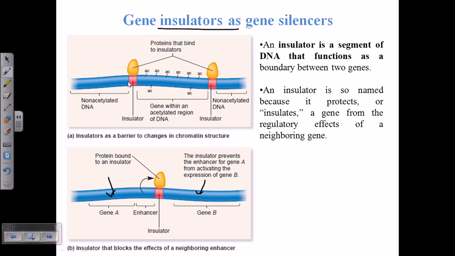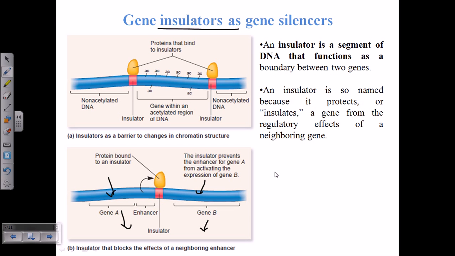Now an insulator is so named because it protects or insulates a gene from regulatory effects of the neighboring gene. For example, say this is gene A. Now if gene A is transcribed, it can produce this enhancer, right? Now as a result of that, it can go and attach to the insulator region. As it binds to the insulator region, the expression of gene A and gene B will happen in an independent way. They will not occur at the attachment site.